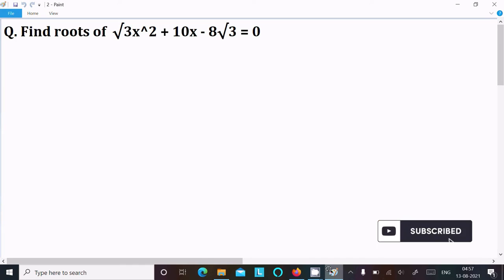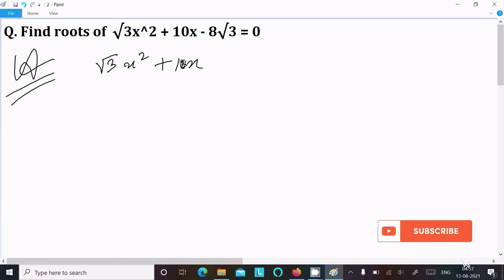In this lecture I'm going to find the root of a quadratic equation. So let's see the answer. First, writing the given equation: root 3 x square plus 10x minus 8 root 3 equal to 0. This equation is of the form a x square plus bx plus c equal to 0.